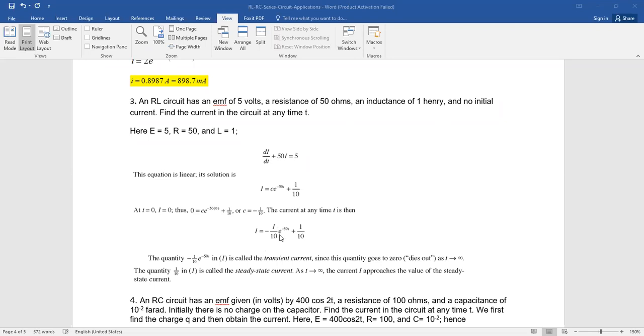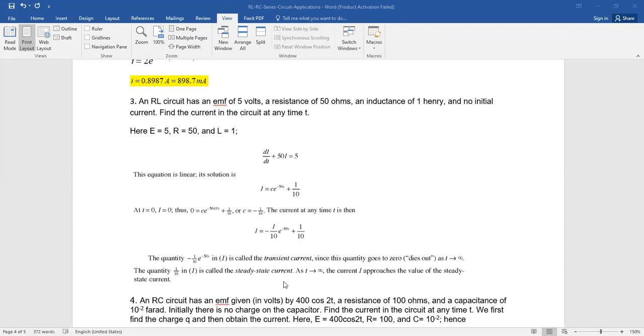Why? Because this is e raised to negative infinity. That would be 0. If you multiply it to negative 1 over 10, that will still be 0. This is called your transient current. This is the explanation. The quantity 1 over 10 is called the steady state current. Why? Take note, the steady state current.